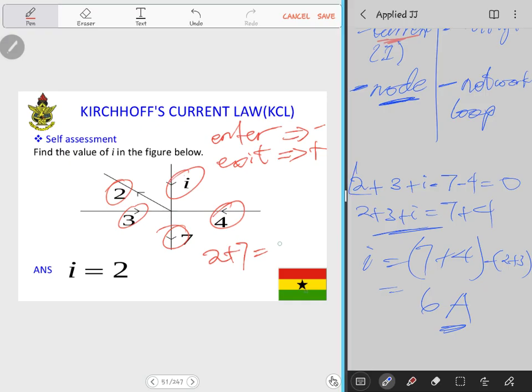So we have 3 plus I plus 4, right? So the I will be equal to what? This plus this is what? 9, and then we have minus 3 minus 4, that's 7. That gives us 2 amperes. So you see, the same thing. You just have to be consistent with the direction that you use, or the convention. So this here is just like a convention, right? You just have to be consistent with whatever you are doing.